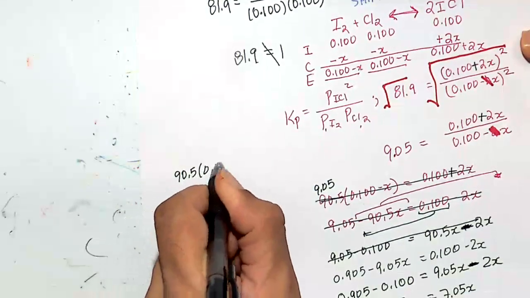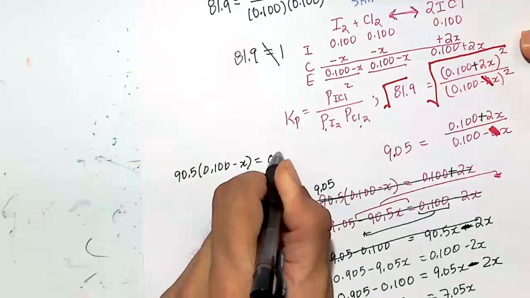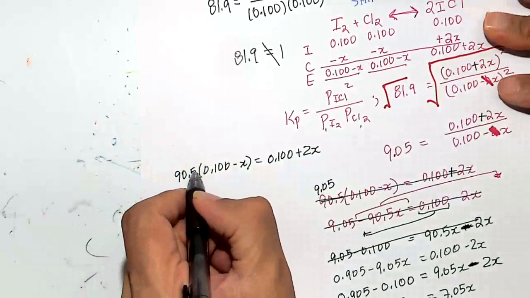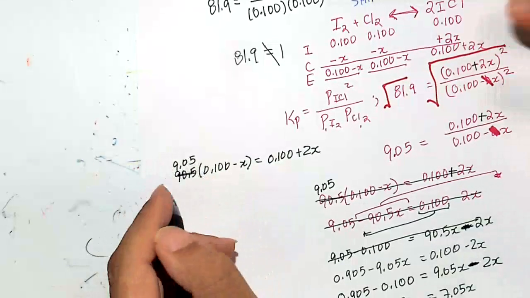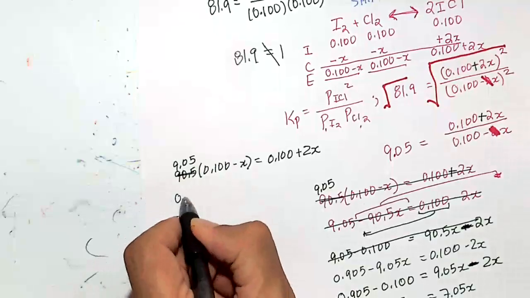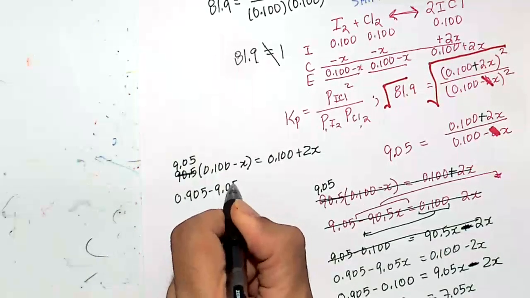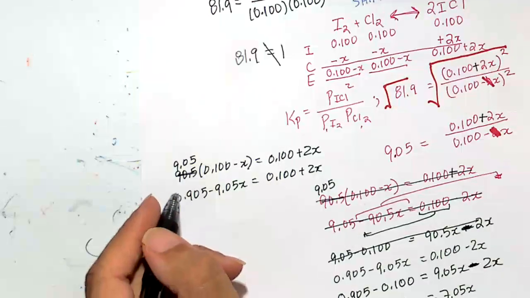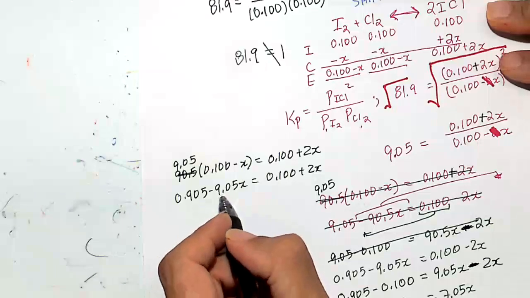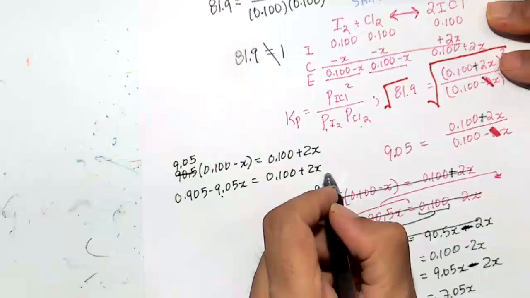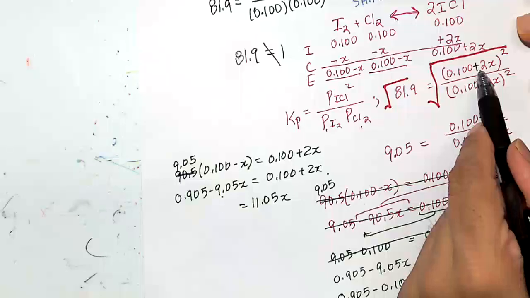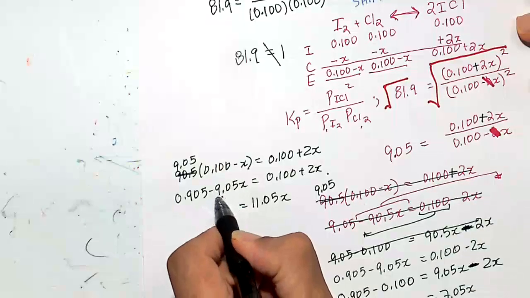I want to thank you guys for helping me. All right, so 90.5 times 0.100 minus x equals 0.10 plus 2x. Okay, are we good with that? 9.05. Okay, we good? So that makes it 0.905 minus 9.05x equals 0.100 plus 2x, right? Okay. 9.05, moving it to the other side, plus 2 makes it what? Yeah, so basically I put a minus here, but it should have been a plus.